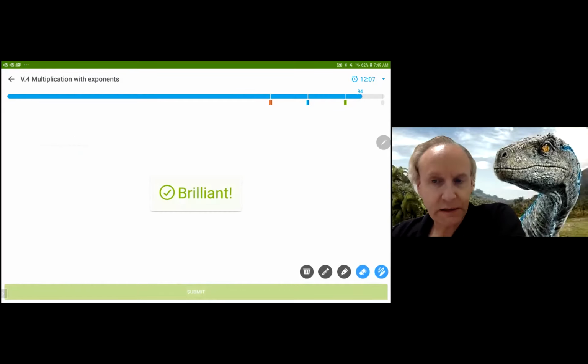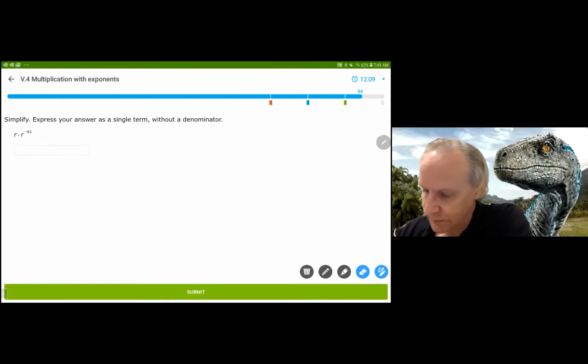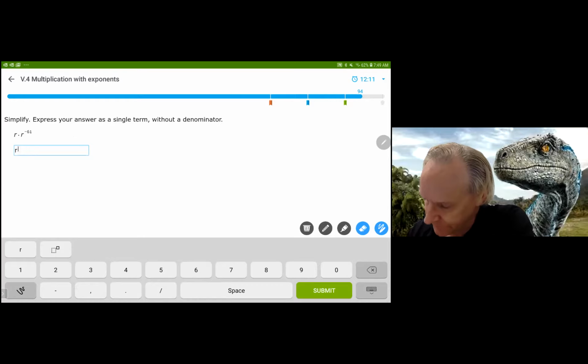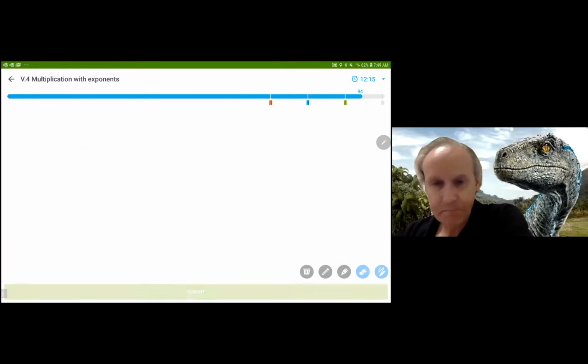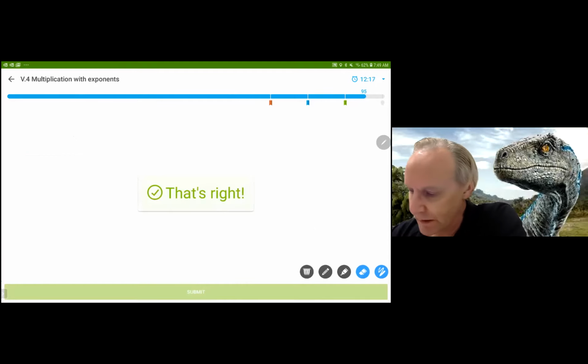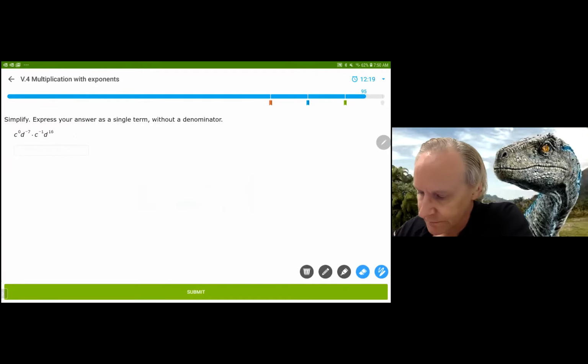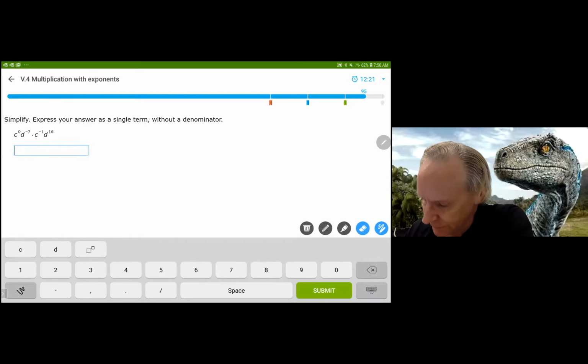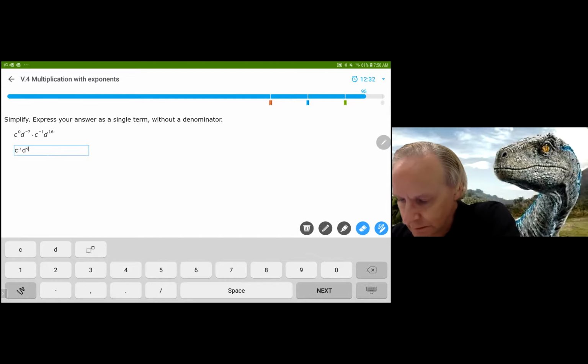All right. Oh man, it's going to go slow today. Okay, r to the negative 60, I should say negative 60th power. Looks like we have c to the negative 1. And d to the 9th, huh? Looks like that's it. Yep.